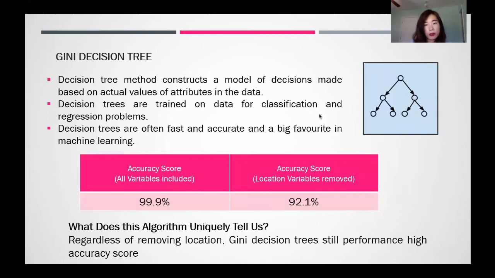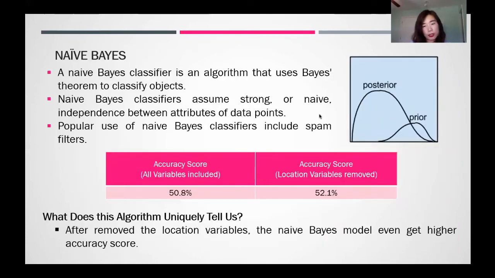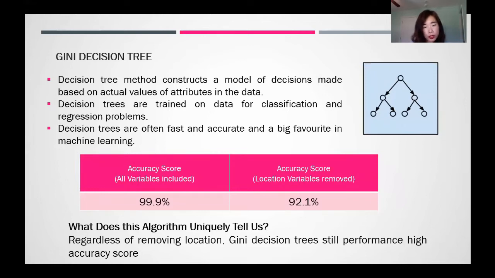Next, we're going to talk about the decision tree we applied to our data set. A decision tree is a method that constructs a model of decisions based on the actual values of the attributes in the data, and decision trees can be trained for classification and regression problems. As we can see, even after we remove the location, the decision tree model still performs with really high accuracy, and this is why the decision tree is a big favorite in machine learning models and is often fast and accurate.